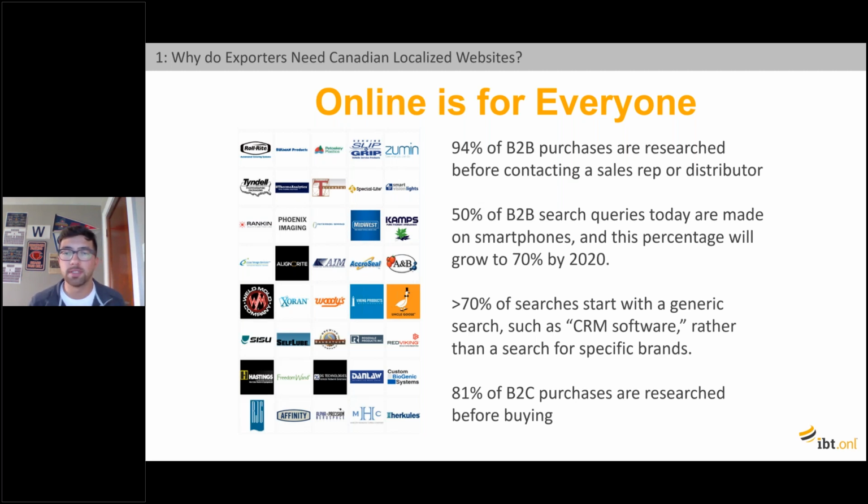Also, keep in mind that B2B businesses, the people who purchase your products or services for their business, do so in a similar way to how they purchase products for themselves in their personal life. They do the due diligence on your products, they research your company, they research your competitors, and this is supported by the numbers that you see here. 94% of B2B purchases are researched before contacting a sales rep or a distributor. Or even another one, over 70% of searches start with a generic search, such as CRM software, rather than a search for a specific brand like HubSpot or Salesforce.